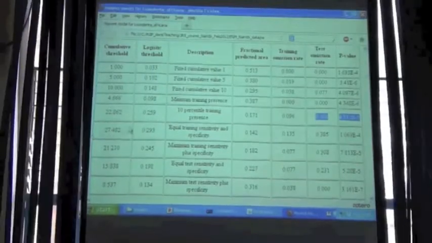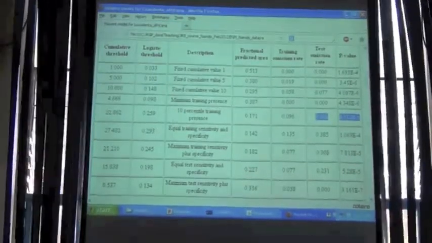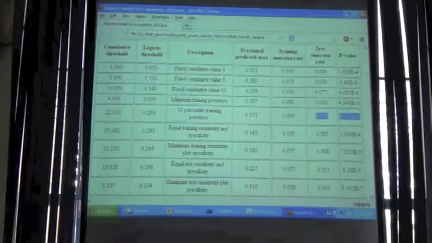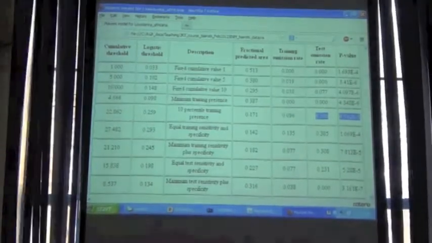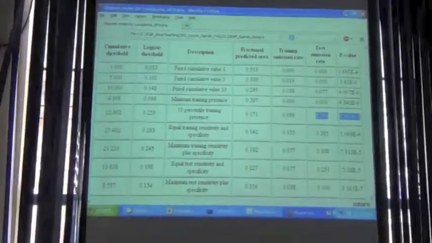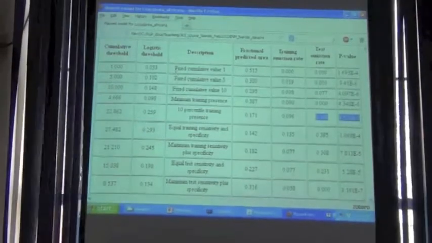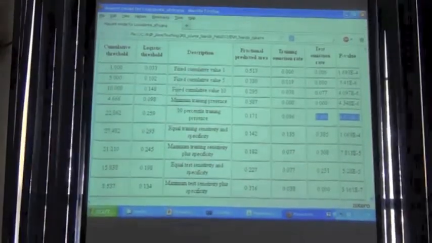And there are a bunch of thresholds here. These fixed cumulative ones are related to the cumulative probabilities. I don't expect that you will be using those, so I'm not going to try and talk through those now.